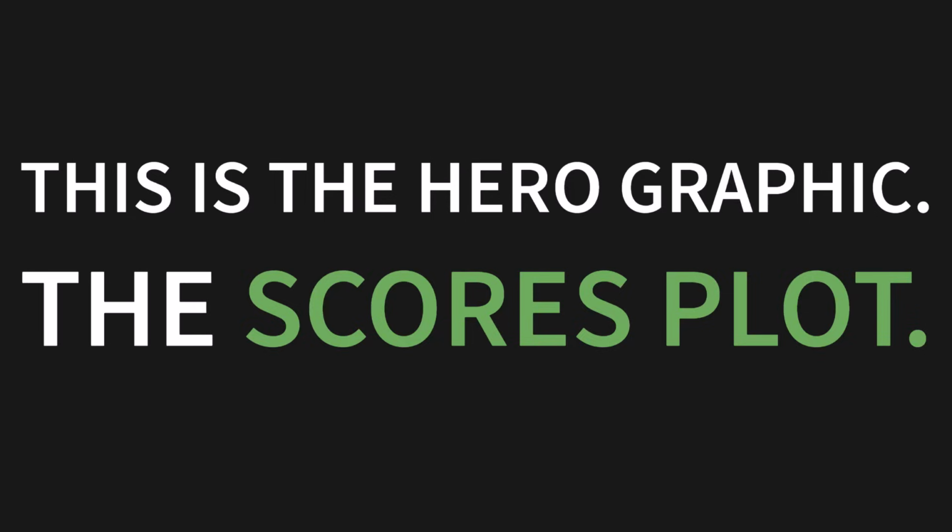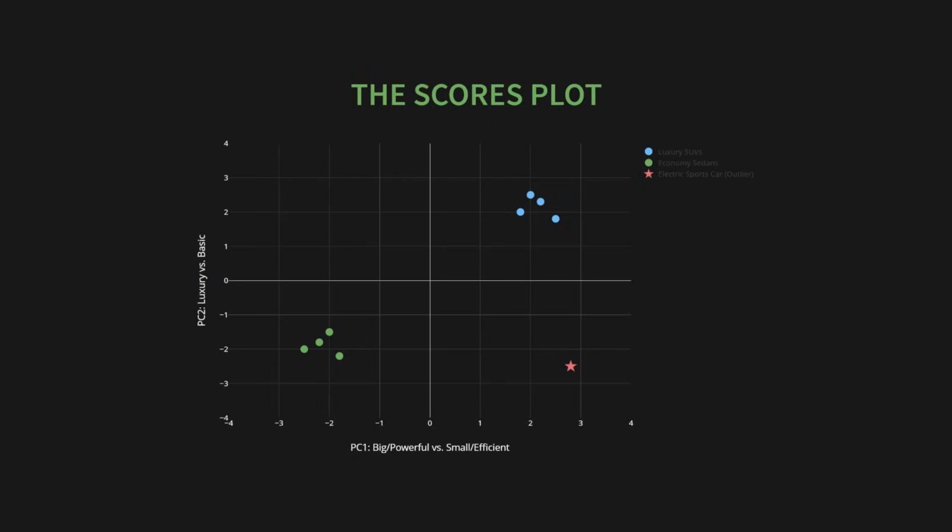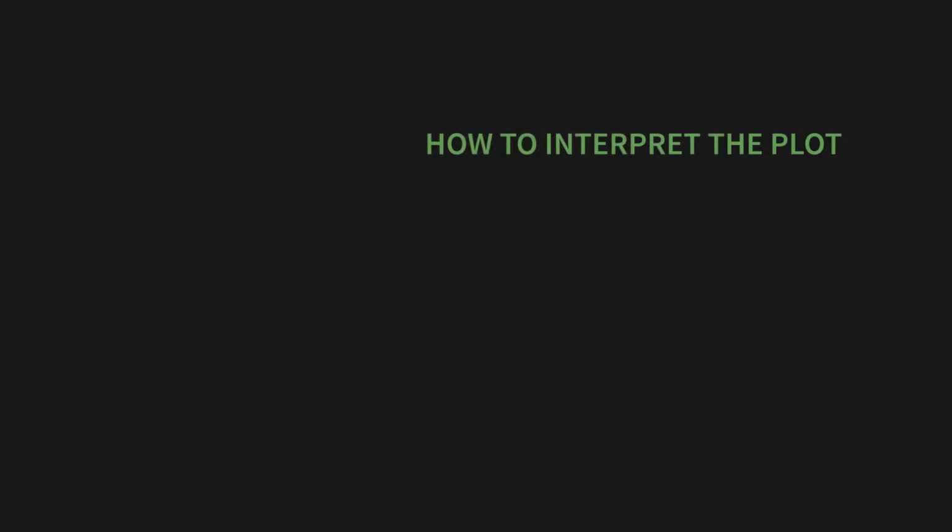Here's what one might look like for our car data. The x-axis is PC1, which we just named big powerful versus small efficient. The y-axis might be PC2, which could represent something like luxury versus basic. Now, how do you interpret this beautiful plot?